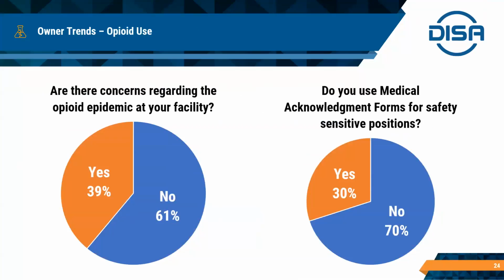A similar conversation was had about opioids. Again, the opioid epidemic. Are there concerns regarding the opioid epidemic at your facility? Very similarly to marijuana, 61% said no. And then when we asked, do you use medical acknowledgement forms for safety-sensitive positions? 70% said no. And like I touched on earlier, this is one of those opportunities, because there is such a concern with regards to legal impairment that these medical acknowledgement forms and policies seem to become more critical.